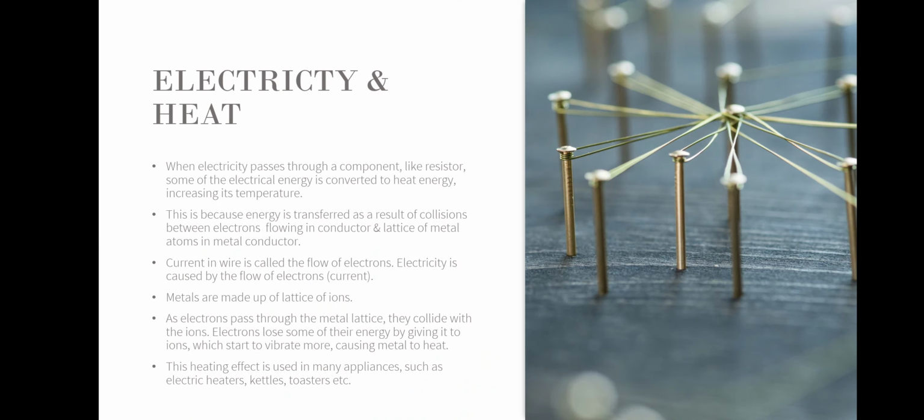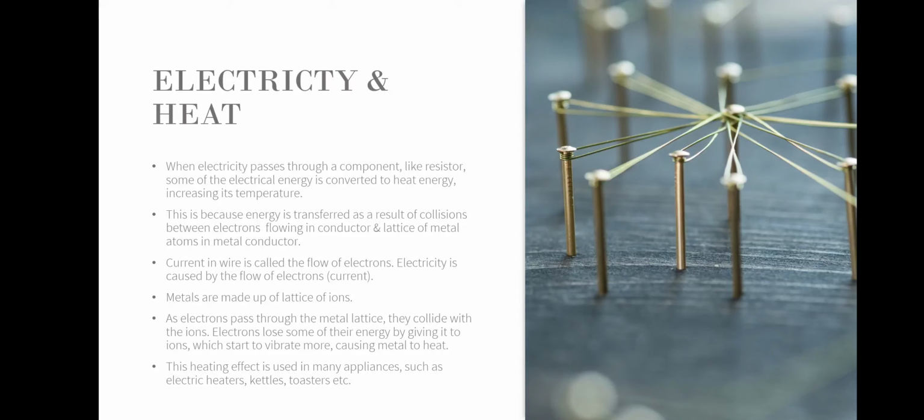Moving to the next slide, electricity and heat. Now when electricity passes through a component like a resistor or any component, what happens is that some of its electrical energy is converted to heat energy, which raises its temperature. This is because energy is transferred as a result of collisions between the electrons which are flowing in the conductor and the lattice of metal atoms which are in the metal conductor.